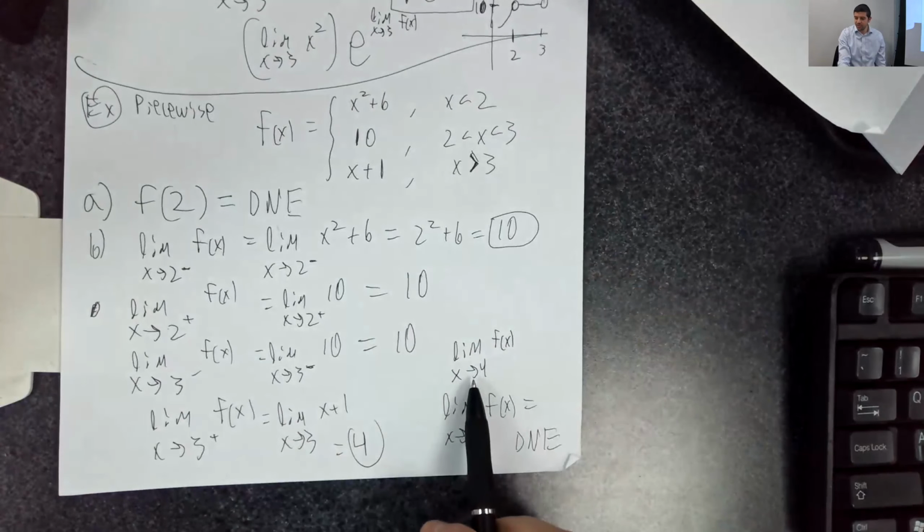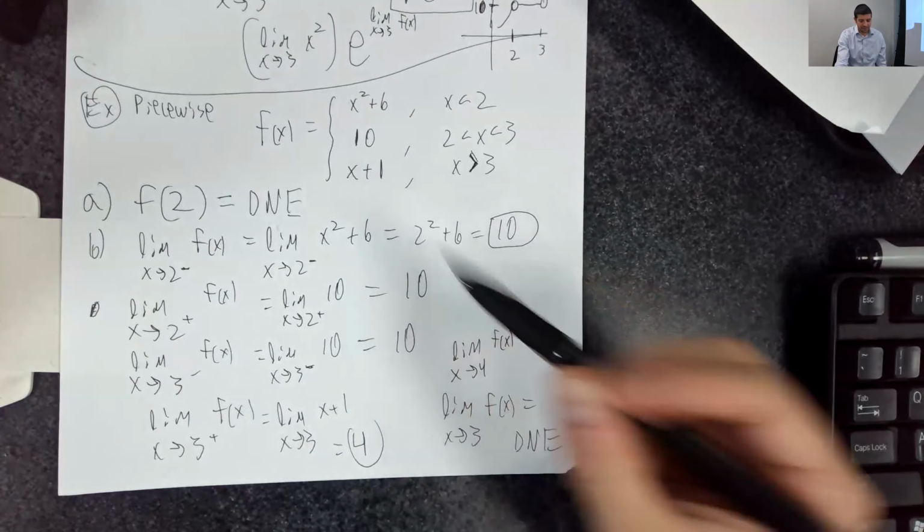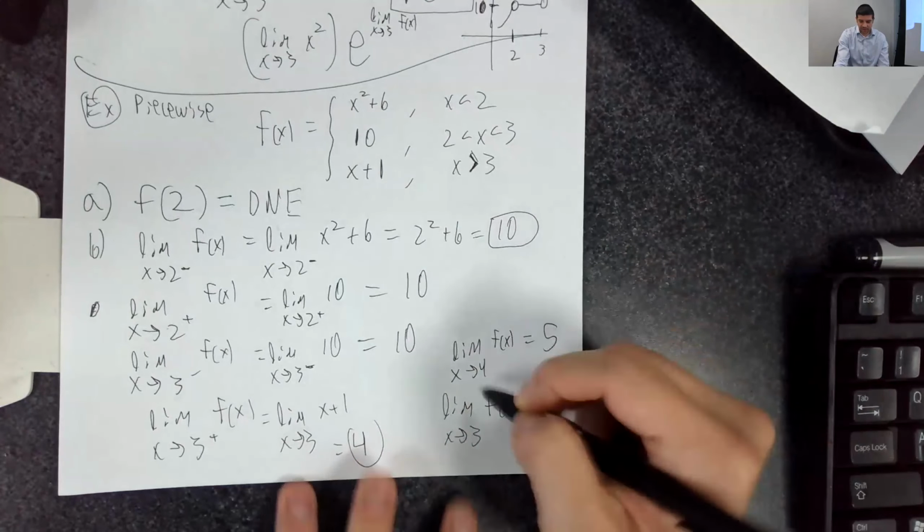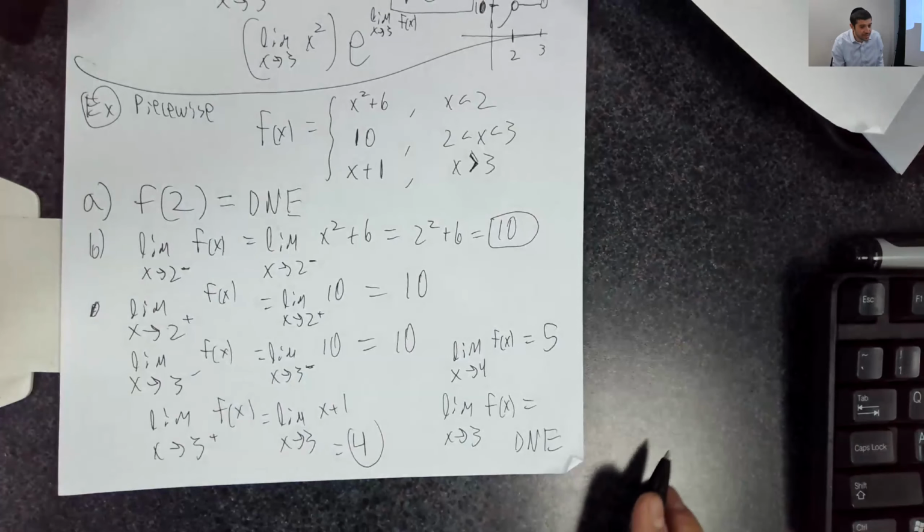If I do limit as x goes to 4, which function would I use? First, second, or third? Third. And what would be the answer? 5. Okay. So they don't have to ask you for an endpoint. A limit is valid to ask on any number you wish.